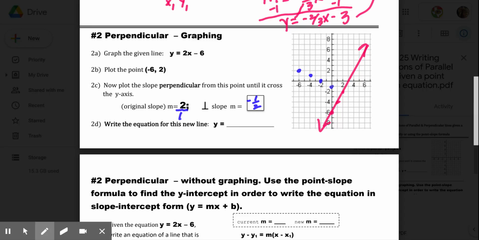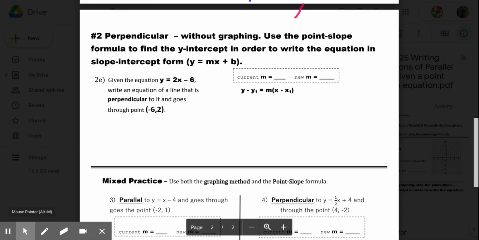We have the slope, and now we're just needing the y-intercept. Okay, so our equation is going to be y equals negative 1/2 x, and the y-intercept is -1. So those lines are perpendicular. They form 90-degree angles. Their slopes are opposite signs, and they are flipped.